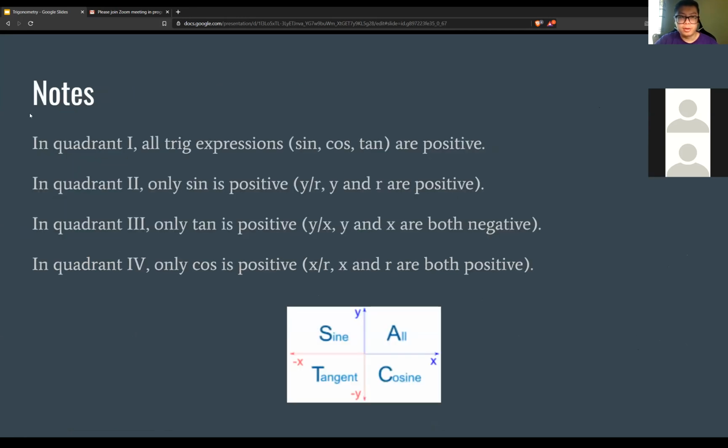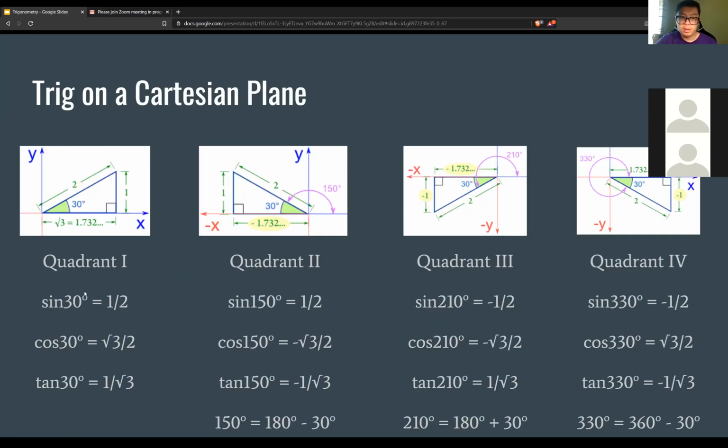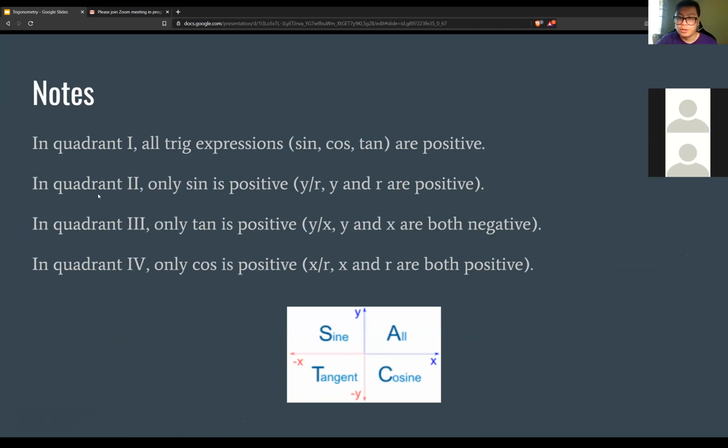Okay, so here we're going to look at some notes. Remember in quadrant 1, so over here, look at the positive x and y axis, that's quadrant 1. All the trig expressions, so sine, cosine, tangent, they're all positive. Remember from the last slide, look at these, they're all positive. Now let's look at quadrant 2.